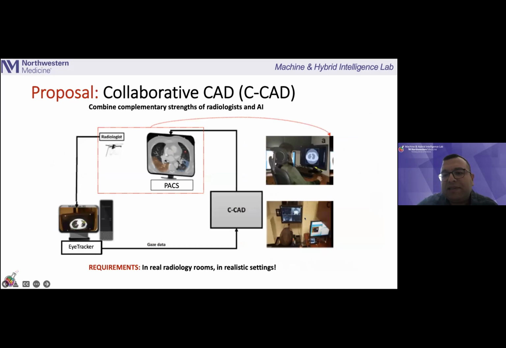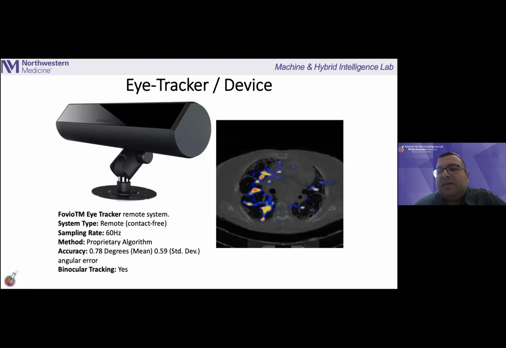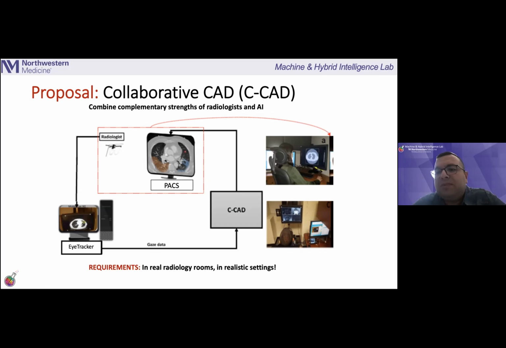This is our previous setup where the radiologists are using the PACS system in radiology rooms, reading the CT scans, and this eye tracking data goes to the machine learning algorithm. We call it a collaborative one, and then it produces results for radiologists, and there is interactive learning on both sides. The good thing here was that it was a real radiology room, in realistic settings. And it was 3D, not really 2D. So radiologists can zoom, change the contrast, look at other places, other screens, and all kinds of manipulation can be done.